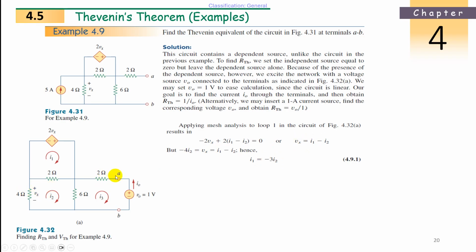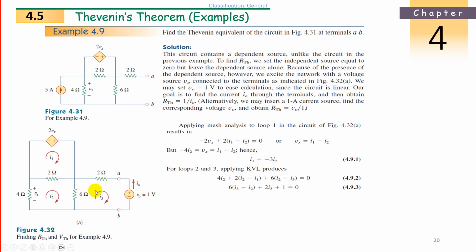Now in the second loop, that is plus 4I2 plus 2 I1 I2 minus I1 plus 6 I2 minus I3. So this is the second equation. Just rearrange that one.